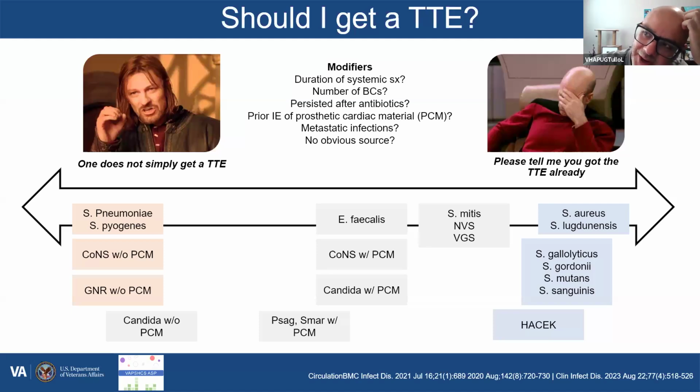The way I think about getting an echo is on a scale. On one end, you don't even need to ask; just tell me you got the TTE already. I have a very low threshold. I always get an echo for Staph aureus and Staph lugdunensis. I have an extremely low threshold for these strep species and HACEK. And then for things like Strep pneumo, Strep pyogenes, coag-negative Staph without cardiac material, or GNRs without cardiac material, or Candida without cardiac material, you really have to twist my arm to get a TTE. Everything in between, you have a little bit more leeway, and that depends on your other modifiers.